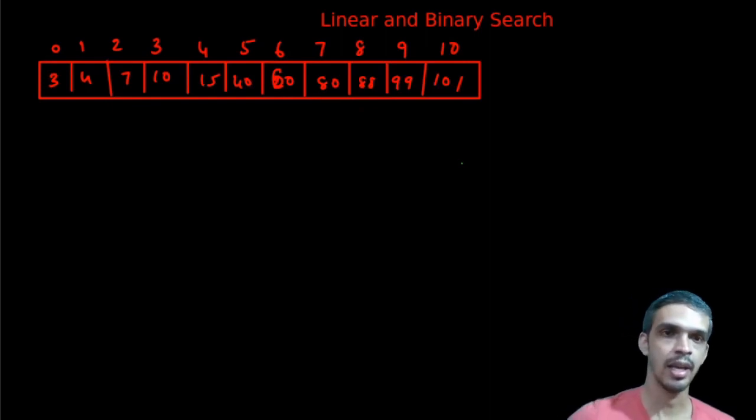We have an array data structure which has 11 elements indexed from 0 to 10. So we have different elements, and in the case of linear search, the searching starts from the first index, which is 0, and if the key is not found, it moves to the next index and so on.